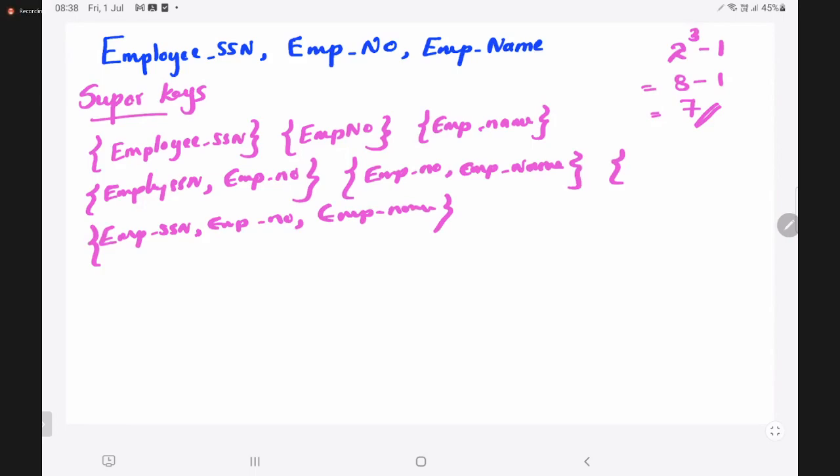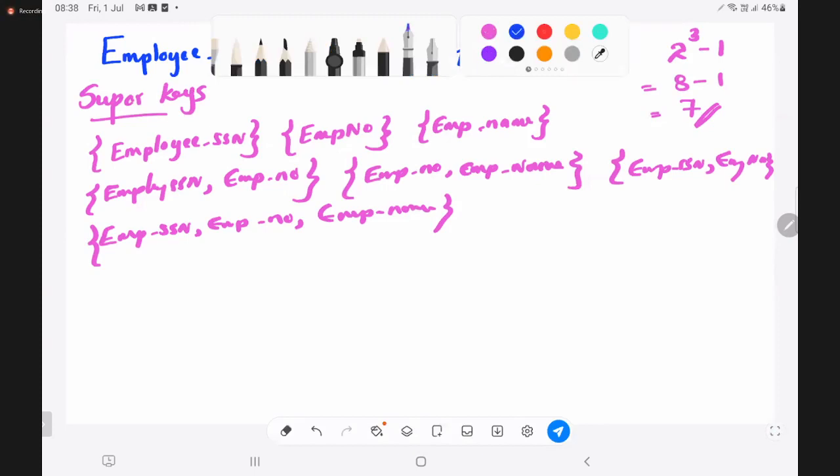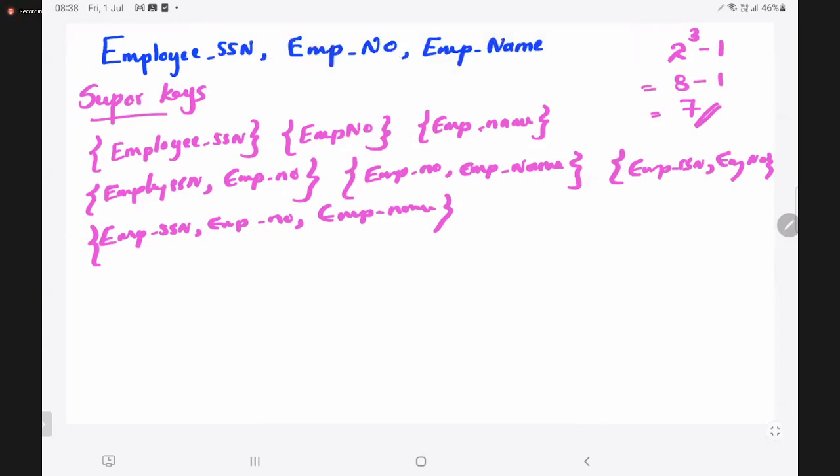Employee SSN, employee name. Very good. Right. So these are the, there are seven. So these are the super keys. So from here, the minimal subsets are candidate keys.